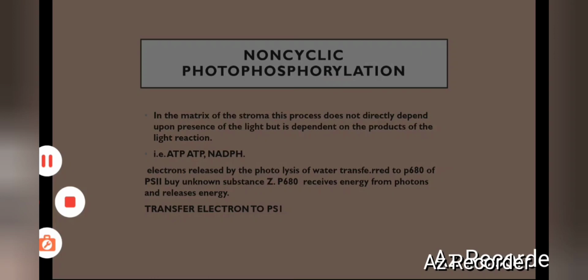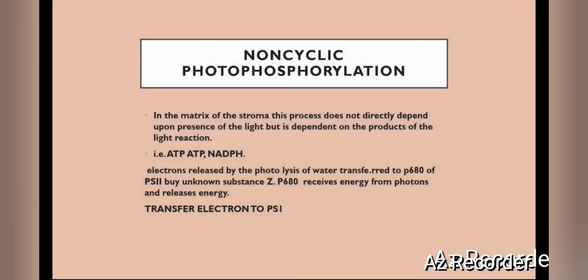Non-cyclic photophosphorylation occurs in the stroma or the matrix. This process does not directly depend upon the presence of the light, but it is dependent on the products of the light reaction: ATP and NADPH.